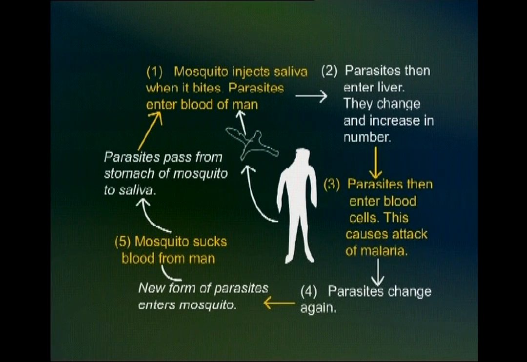And this is followed by the fourth stage, where parasites change again and a new form of parasites enters mosquitoes. From number four, from the man, the mosquito bites the man, sucks the blood from man, and the cycle goes on. The parasites pass from the stomach of the mosquito to the saliva and back again. So it is, the circle has been completed.